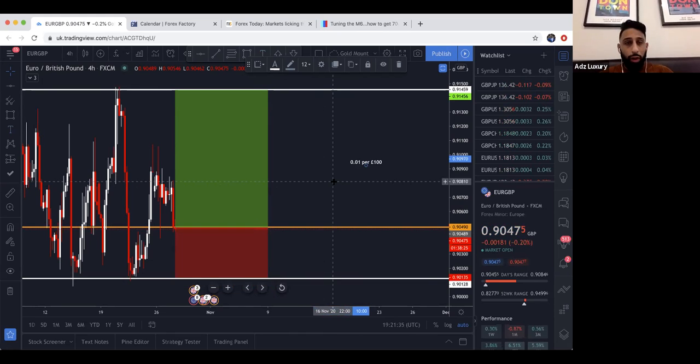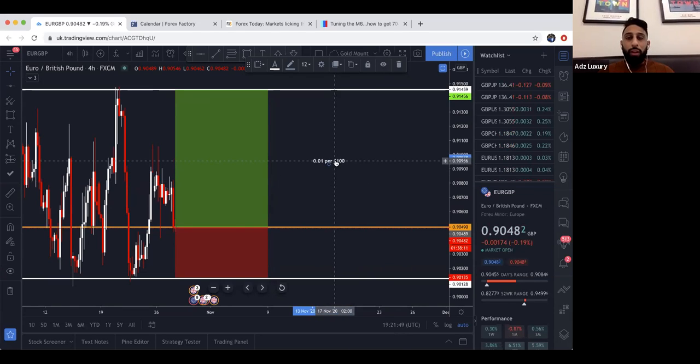You're either over leveraging or you're over trading. It means your lot sizes are too high, which is over leveraging, or over trading means you've taken too many trades for that day. Anything above 5% loss in a whole day is a very large loss.